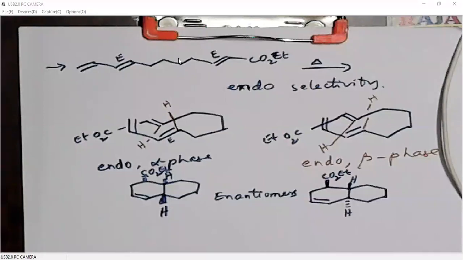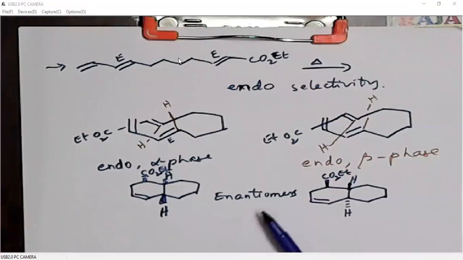Then again, with the same example, we have written the two possibilities for endo selectivity. Similarly, you can write the two possibilities for exo selectivity. Of course, as you know, they will give enantiomers only, so you don't need to worry much. If you know one isomer, you can easily write the other enantiomer. Exactly what is the enantiomer? Stereochemistry will be reversed at each and every chiral center.